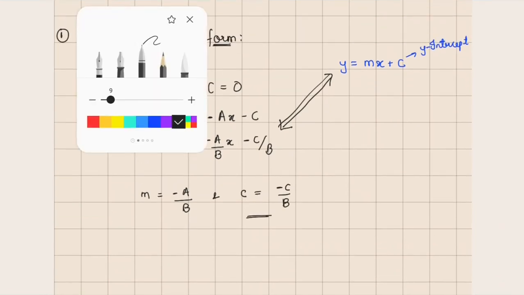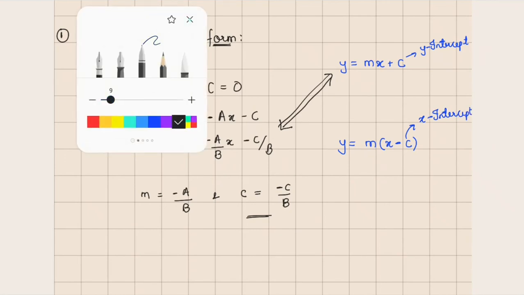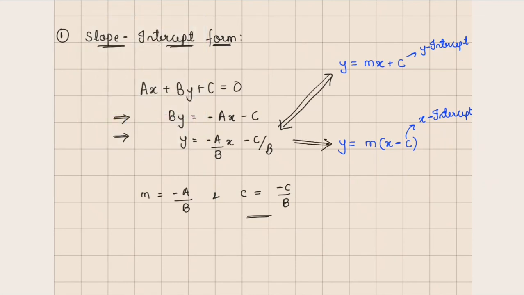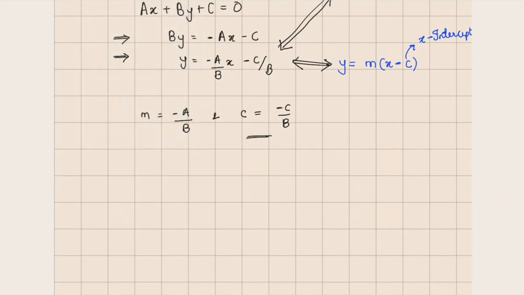Again, we know that y equal to m into x minus c, where c is x-intercept. If we compare these two, I will write here. If there are both two c's, it might get confused. We will write y-intercept. Y-intercept equals minus c by b.